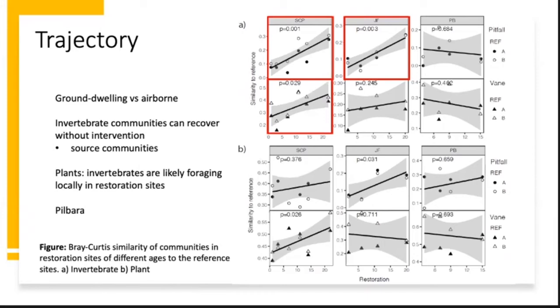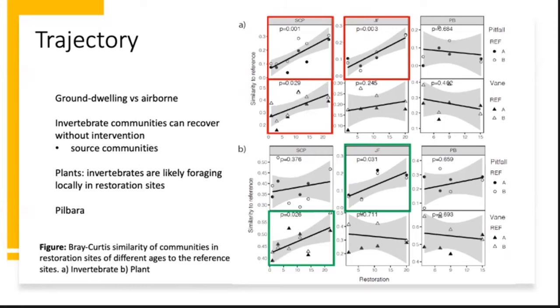It's good news because it is showing that the invertebrate communities can recover without intervention, although this is dependent on there being source populations. All of these restoration sites were adjacent to native vegetation, so that could have helped with the recolonization. For the plants, we still saw some of those recovery trajectories in some of our locations. And it is an indication, along with the ordination, that the invertebrates are likely foraging locally in the restoration sites, which is excellent news.